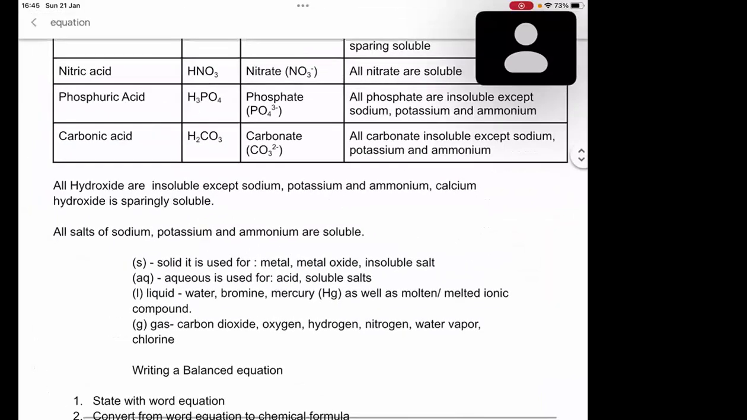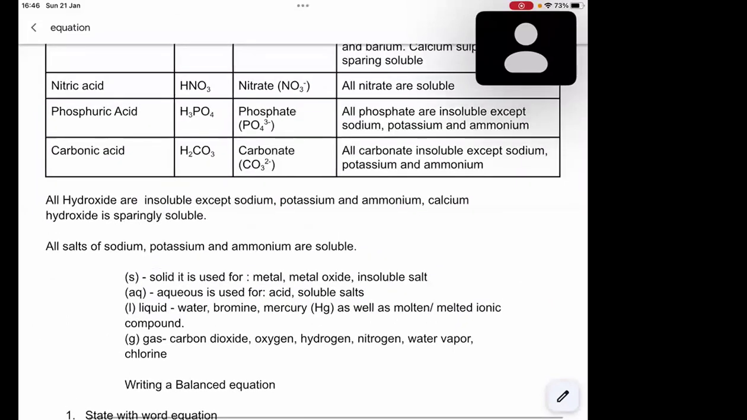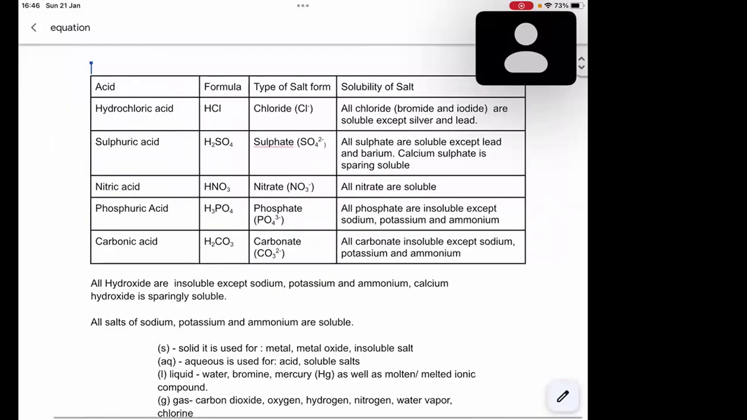No, all salts of sodium, potassium, and ammonium are soluble. So let's go. When we write an equation, we need to describe the state that each substance is in, whether they are reactants or products, right? We have to use the state symbol.